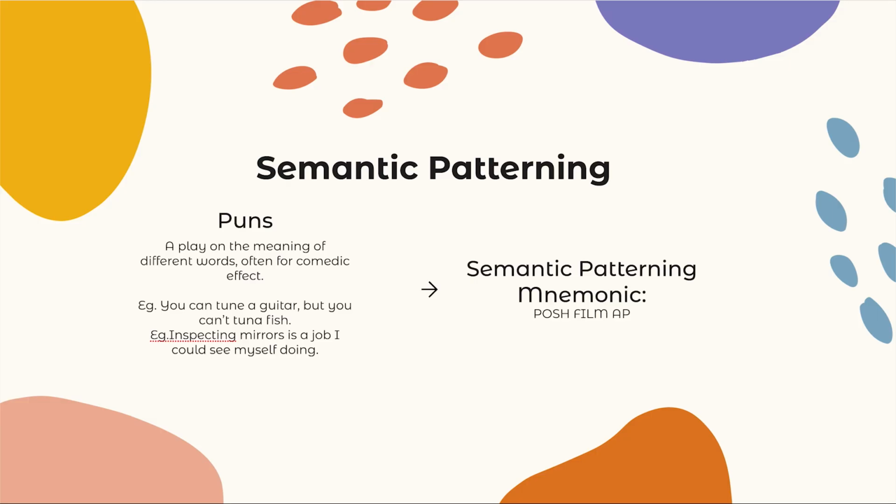Lastly, we have puns, and these are plays on the meanings of different words. And they're often designed to be funny, even though sometimes puns aren't the funniest things that we can possibly think of. So I've put two of my favorite puns here. You can tune a guitar, but you can't tune a fish. And this is funny because it's playing on that double meaning of tune here. So we've got tuning a guitar and tune a fish. You'll notice here I'm deliberately pausing because I'm sure all you Elang Explained listeners have found this so funny you are literally laughing out loud.